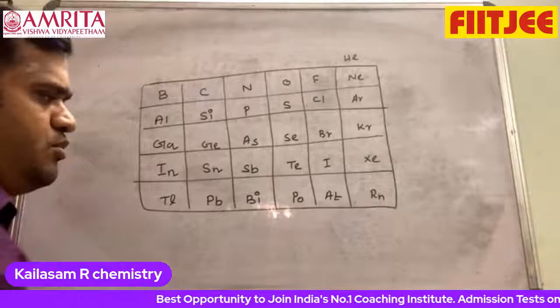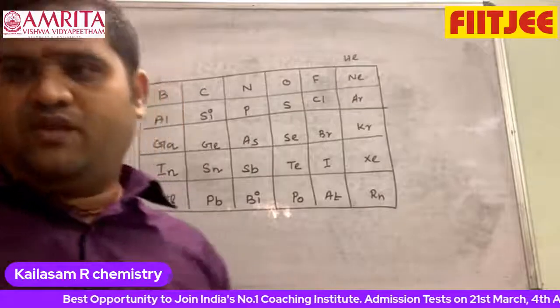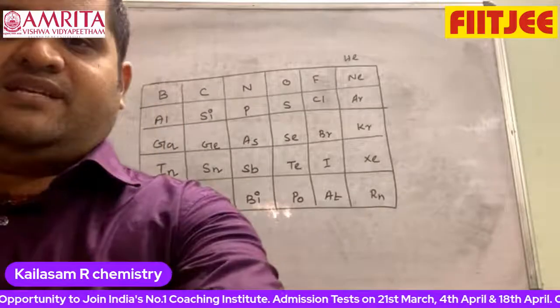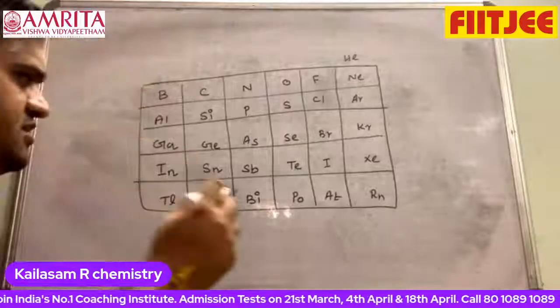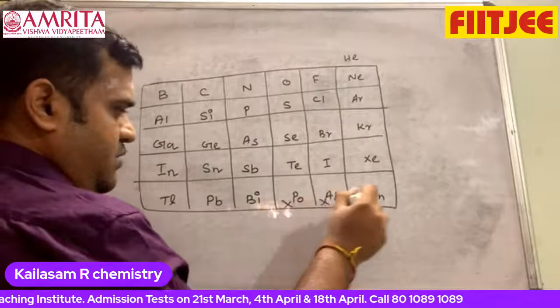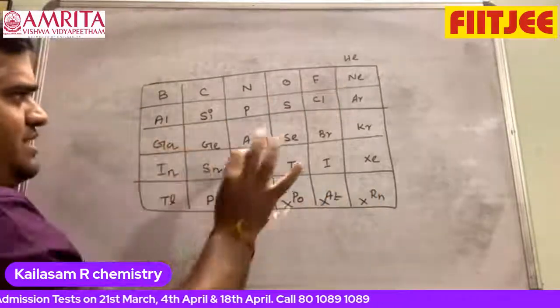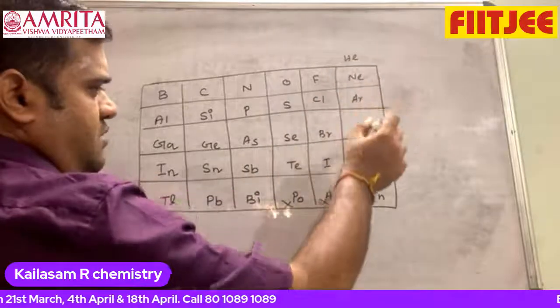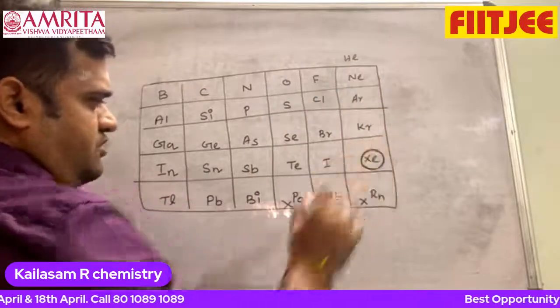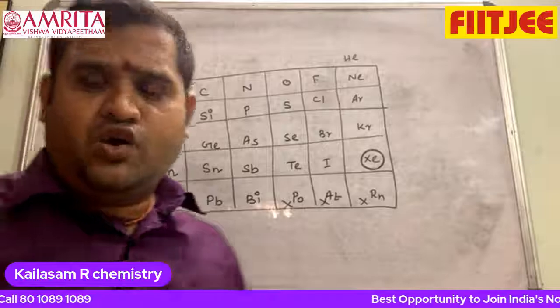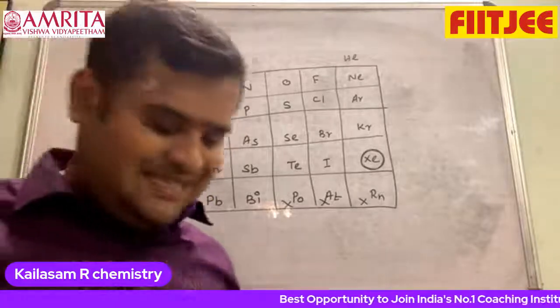Now I can say polonium and astatine are not required. Why the polonium and astatine? Why is it not required? Because they are radioactive in nature. We are focusing only on this. Among neon, argon, krypton, we discuss only the xenon compounds. Some important reactions of xenon compounds we'll discuss in that.